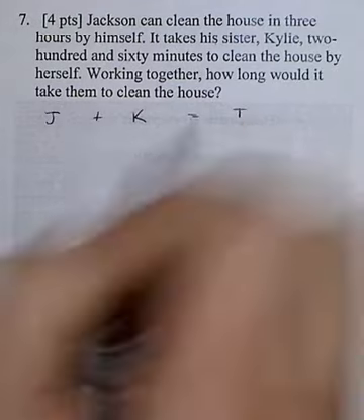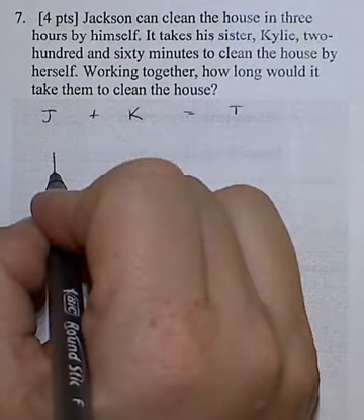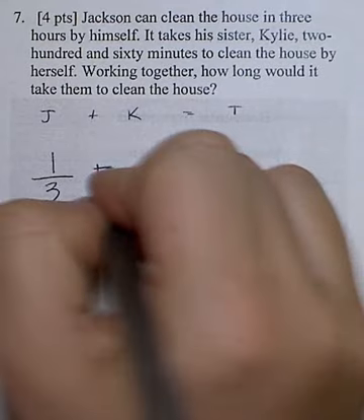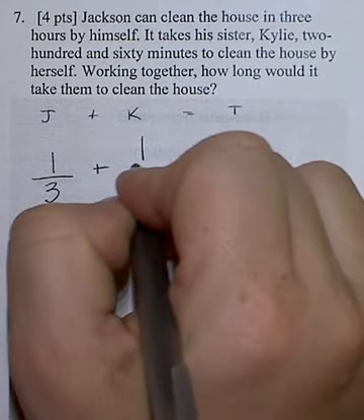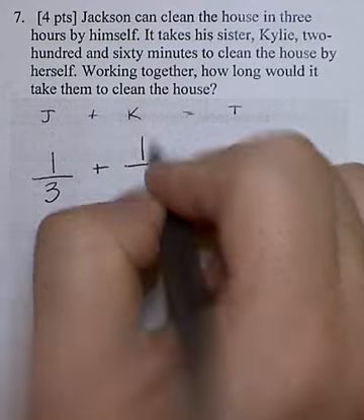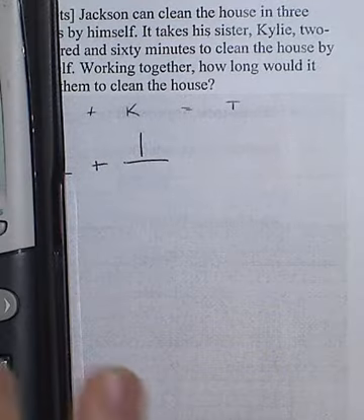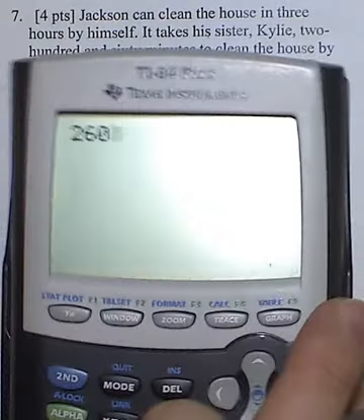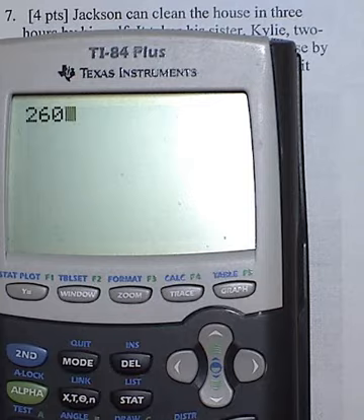So Jackson can clean one house in 3 hours. Kylie can clean one house, and I'm not going to write 260. I have to change 260 into hours. So how many groups of 60 go into 260? That means how many hours would there be in 260? So divide it by 60, and it's 4.3 repeating.